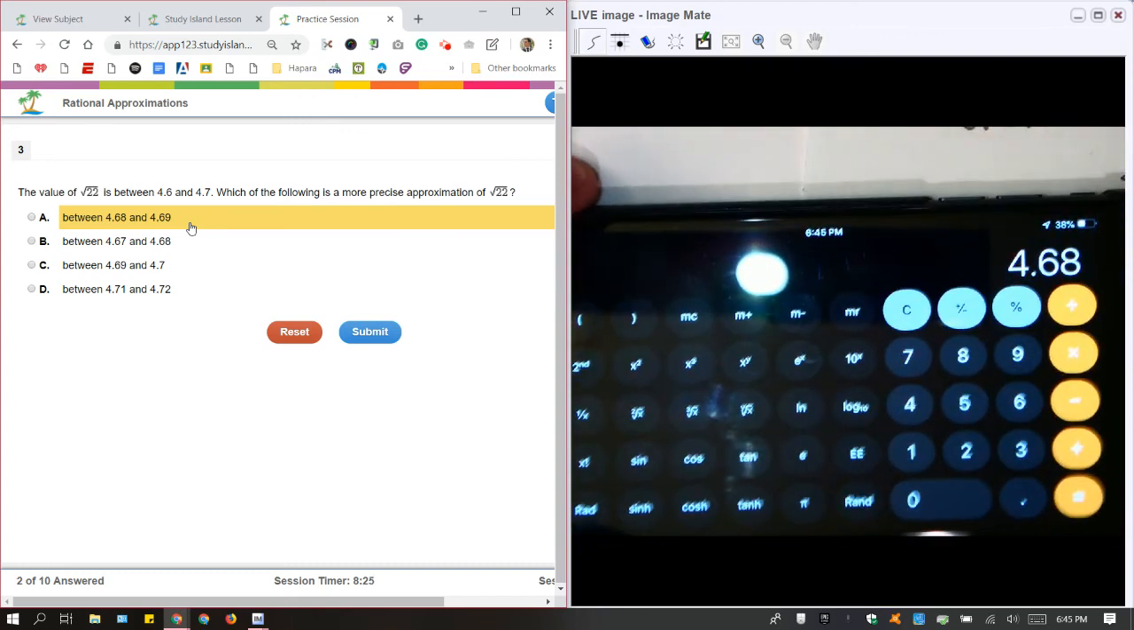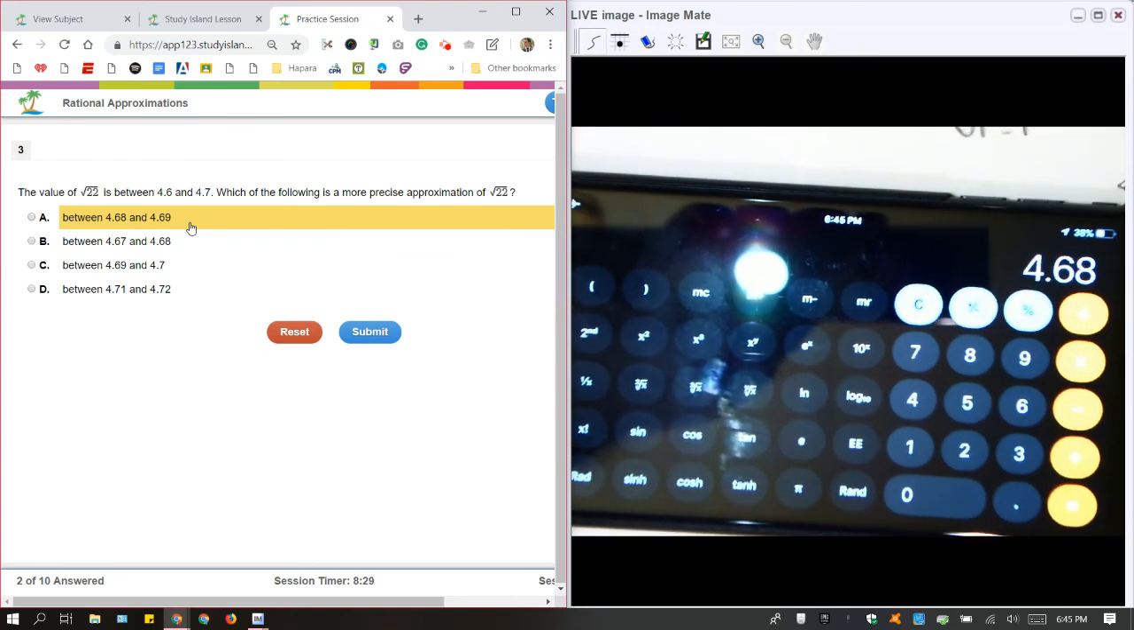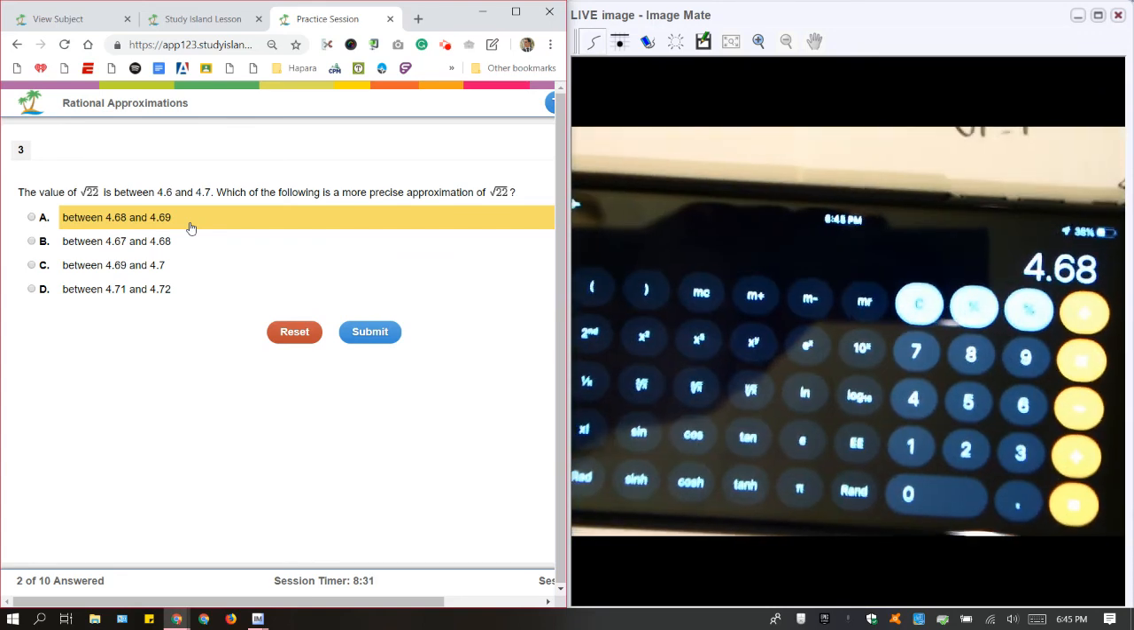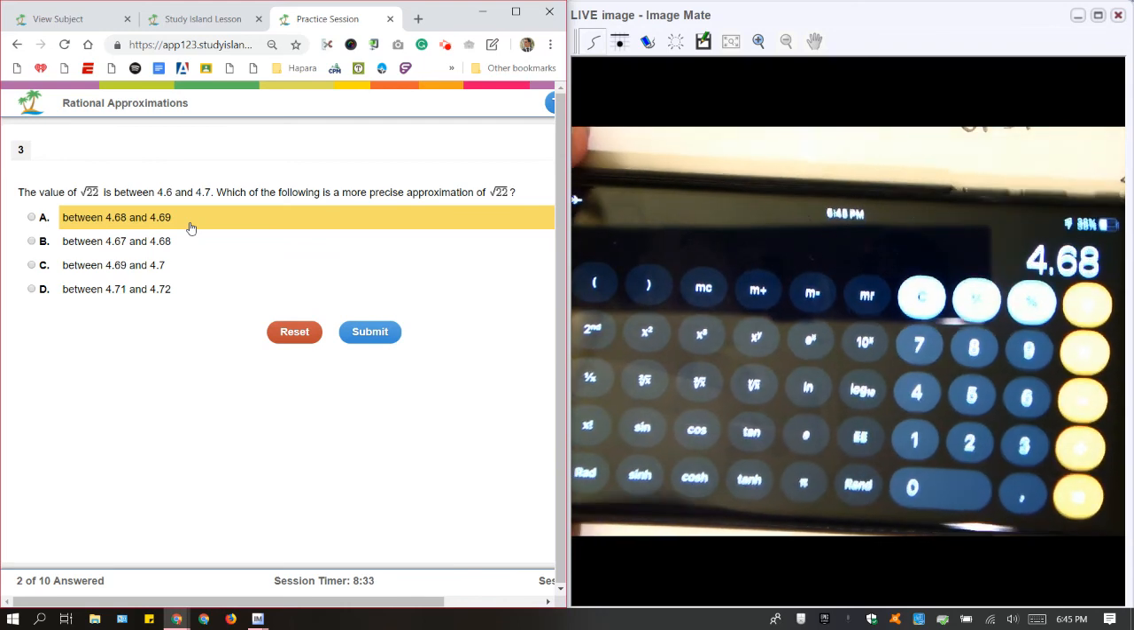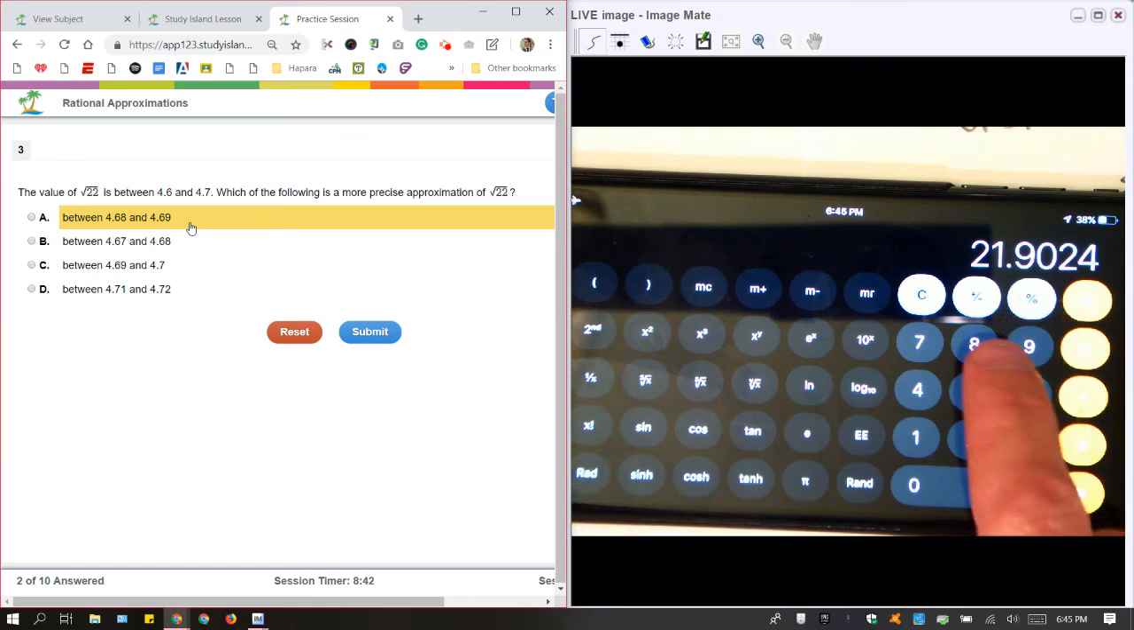So if I have 4.68 and I multiply that by itself, and that glare is kind of bright, let me see if I can turn that off. So 4.68 squared is 21.90. So it's close to 22. Well, let's try 4.69 now.